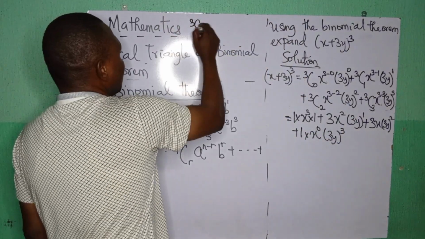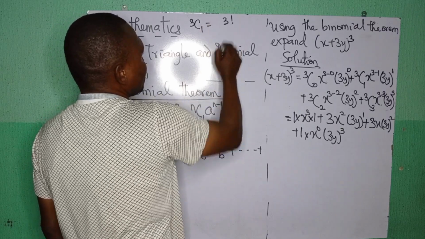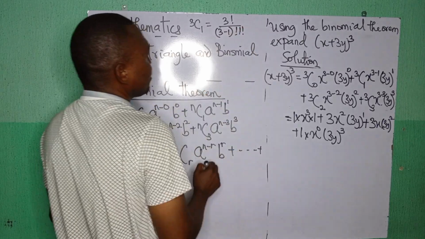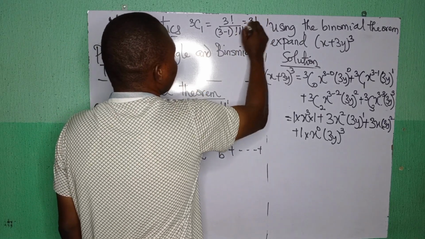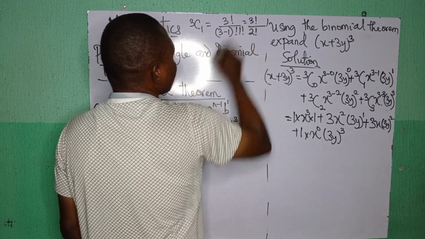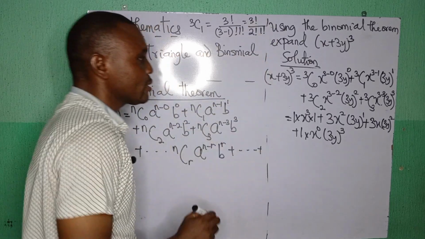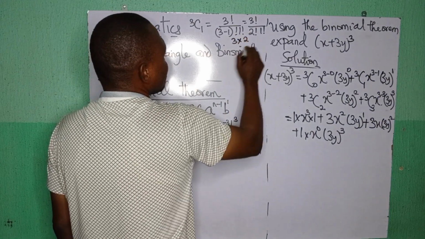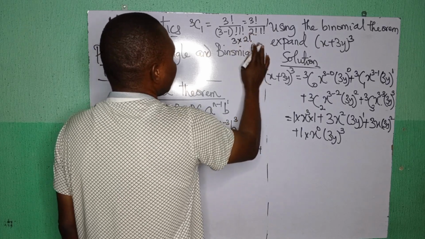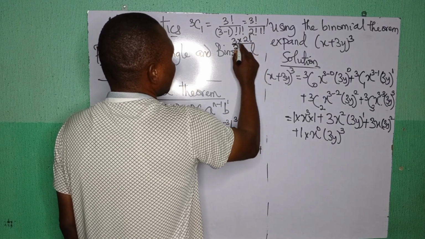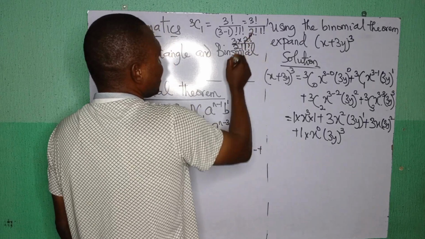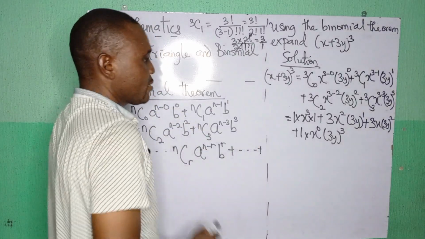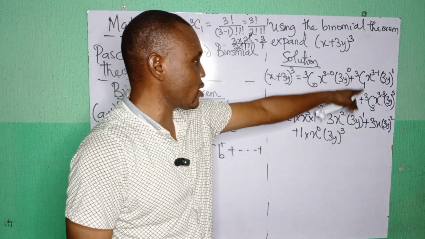If I have 3 combination 1, it is equal to 3 factorial over (3 minus 1) factorial times 1 factorial. This is equal to 3 factorial over 3 minus 1, which is 2 factorial, then 1 factorial. Now 3 factorial is 3 times 2 factorial, over 2 factorial, then 1 factorial. So 2 factorial cancels 2 factorial, I'm having 3, and 1 factorial is 1. So 3 divided by 1 is 3. So that's how I got my 3 here. That's 3 combination 1 is 3.